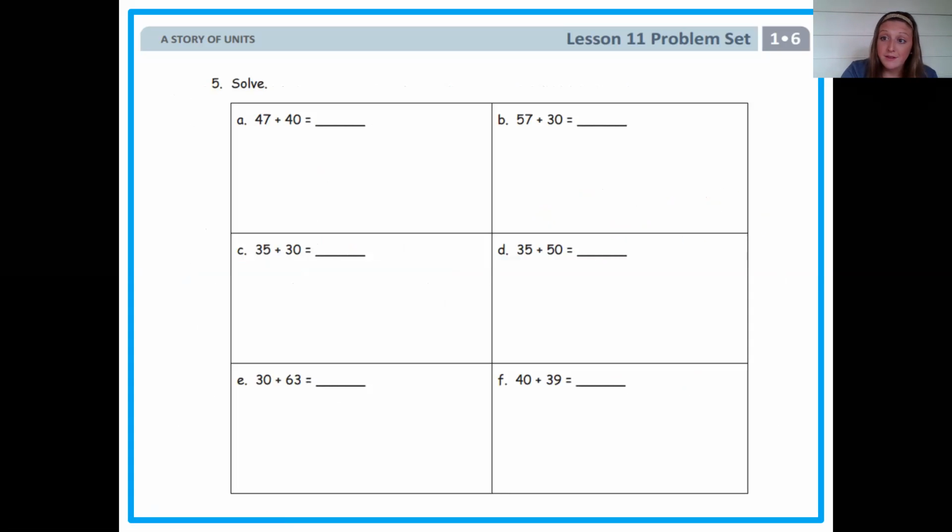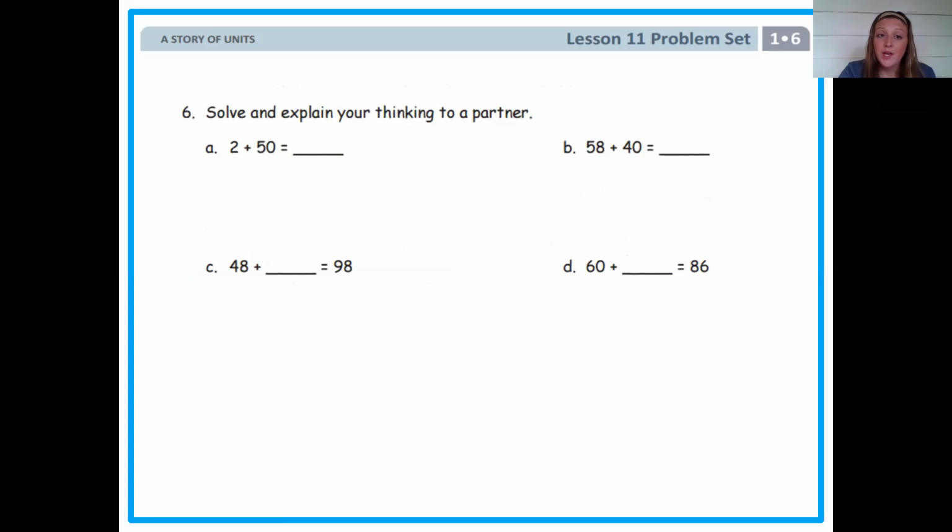For these ones, you can use a number bond or quick tens as well for number 5. And then go ahead and you can't explain your thinking to a partner, but you can explain it to someone at home if you would like to. Draw a picture or use a number bond, okay?